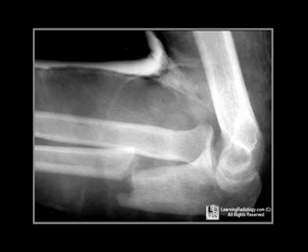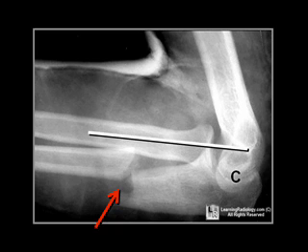Here's another example of a Monteggia fracture dislocation. This one has already been placed in a cast. There is a fracture of the proximal third of the ulna. There is less shortening in this individual because the fracture has been partially reduced, and the line drawn along the shaft of the radius does not intersect the capitellum because the radial head is dislocated anteriorly.